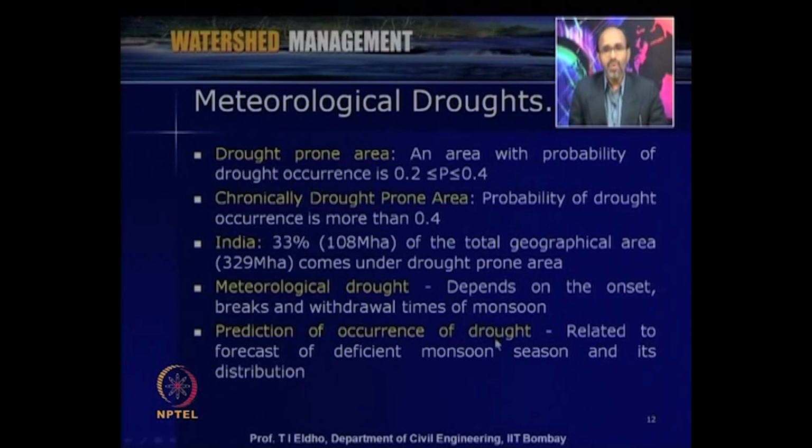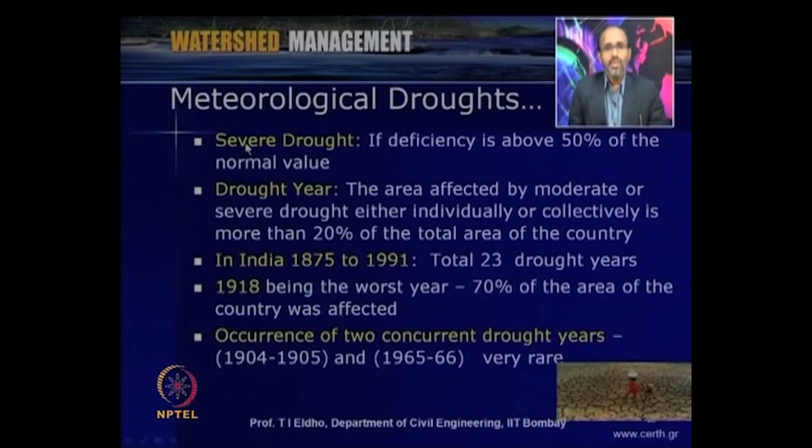So, a prediction of the occurrence of drought is related to the forecast of a deficient monsoon season and its distribution. In India, this is done by the Indian Meteorological Department. As I mentioned, for meteorological drought, we consider it severe drought if the deficiency is above 50% of the normal value. And we say that a drought year is there when the area affected by moderate or severe drought, either individually or collectively, is more than 20% of the total area of the country.